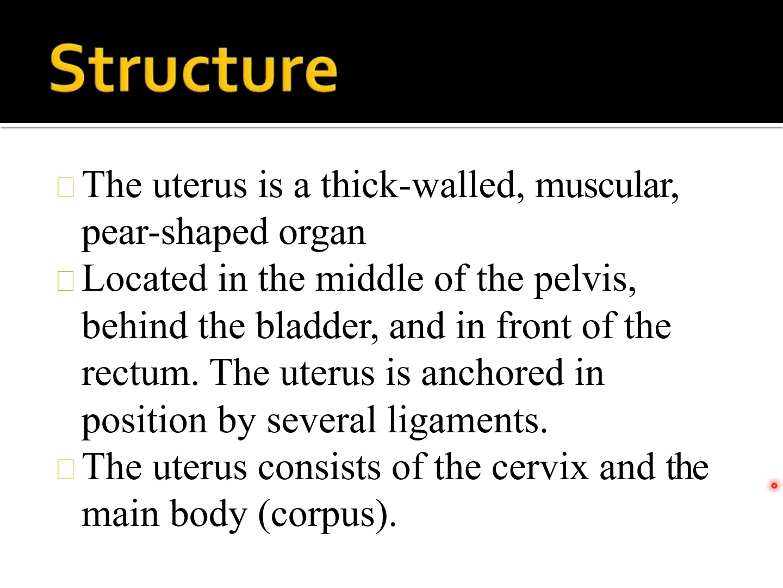The uterus is a thick-walled muscular pear-shaped organ. It is located in the middle of the pelvis, behind the bladder and in front of the rectum. The uterus is anchored in position by several ligaments. The uterus consists of the cervix and the body.